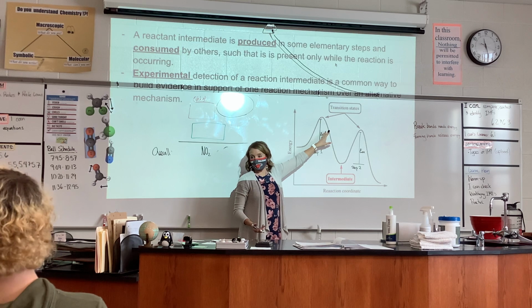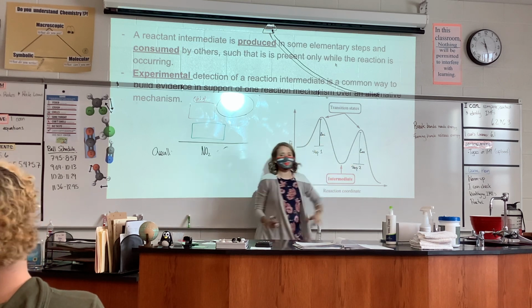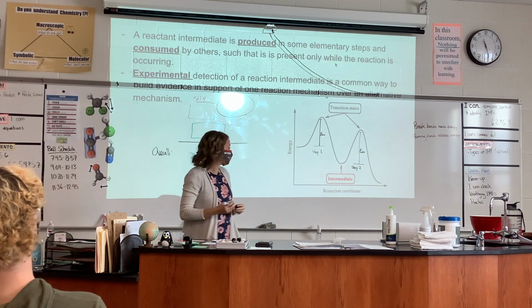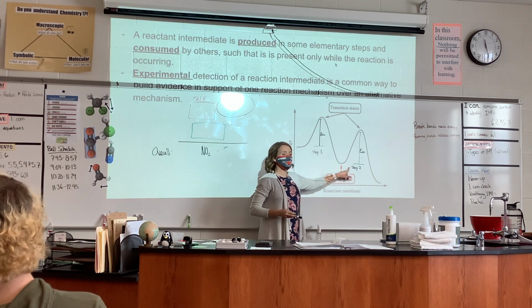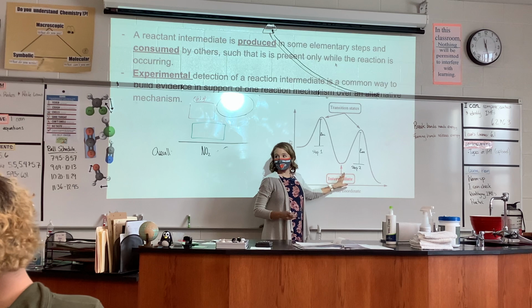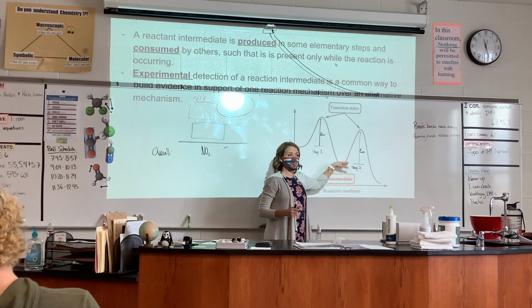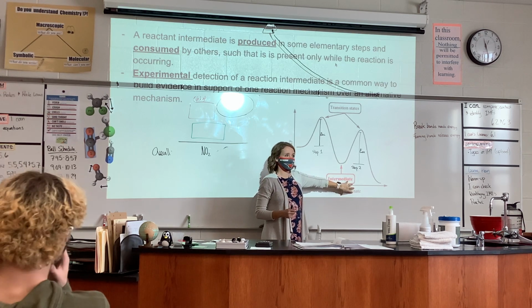So we have EA1 for the first activation energy, and EA2 for the second activation energy. This valley is where that intermediate gets made. And notice, because it's a valley, they are something that can be stabilized.